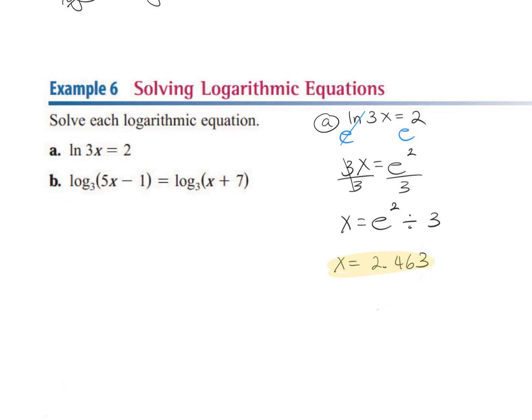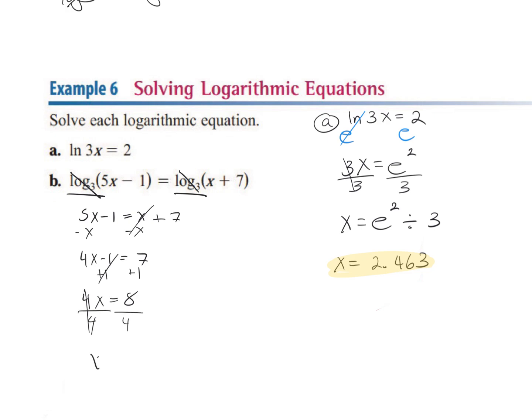Now for b, I want you to notice how we have a log 3 and now we have a log 3, and they're both on different sides. So we can just go ahead and cancel them out, and we're left with 5x minus 1 is equal to x plus 7. I'll then subtract the x, and I'm left with 4x minus 1 is equal to 7. I'll add 1 to both sides, and we get 4x is equal to 8. I'll divide by 4, and we get x is equal to 2.